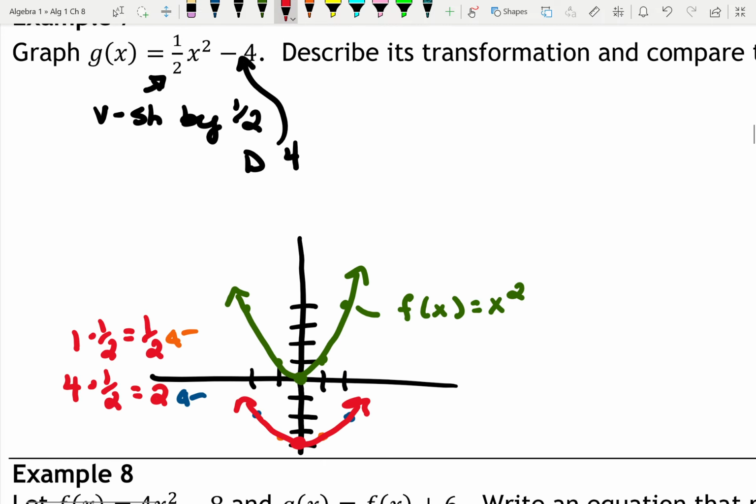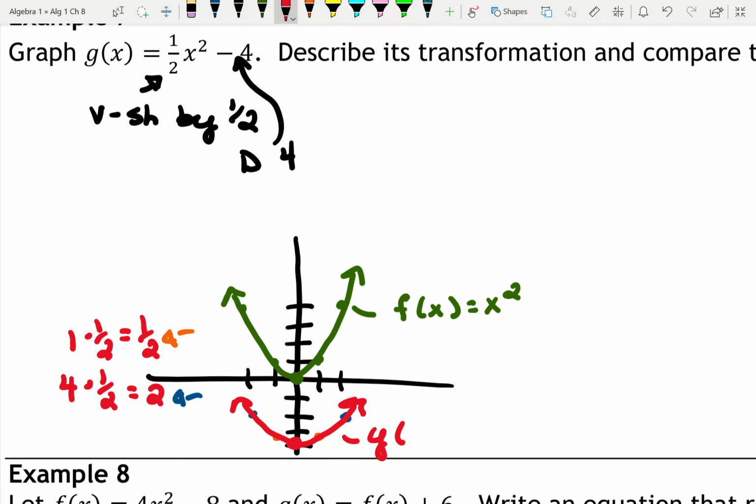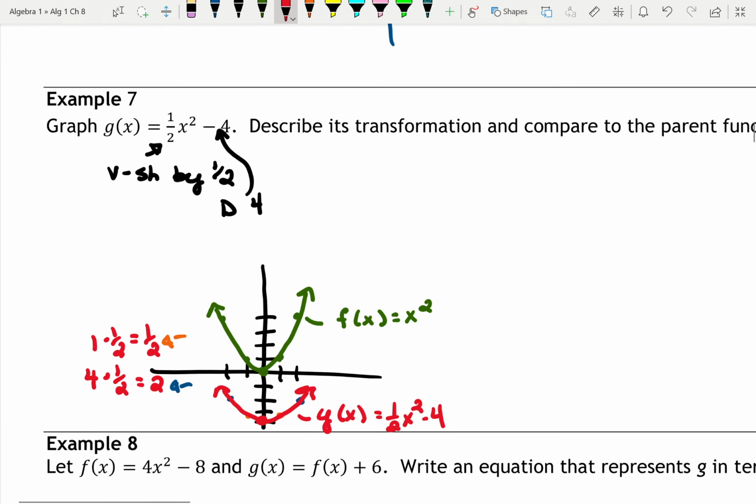And I want to label that. This is g of x equals 1/2 x squared minus 4. And there's our graph.